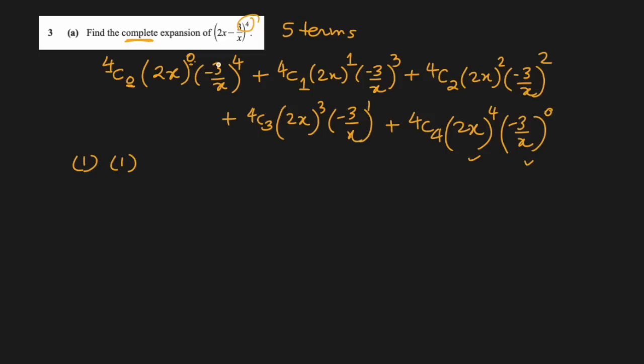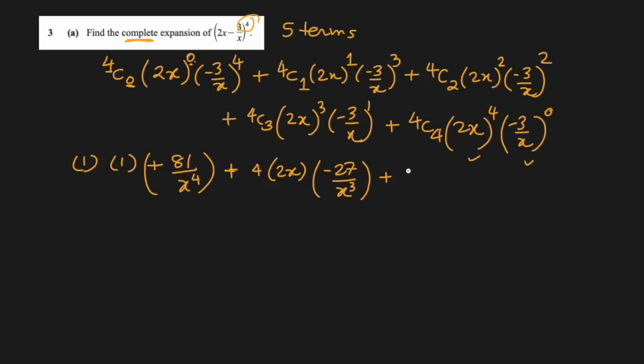This power will apply to both up and down. So minus 3 to the power 4 is 81, positive, because it's an even power. And x to the power 4. This is the first term, multiplying with 1 and 1. The second term starts now. 4C1 is 4, and 2x to the power 1 is 2x. And this will be minus 27, that is minus 3 cubed over x cubed.